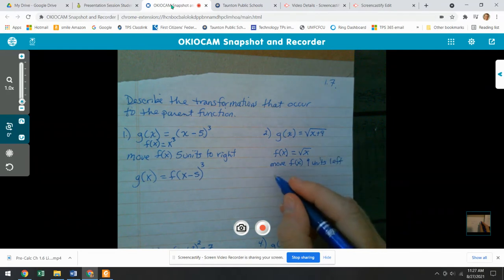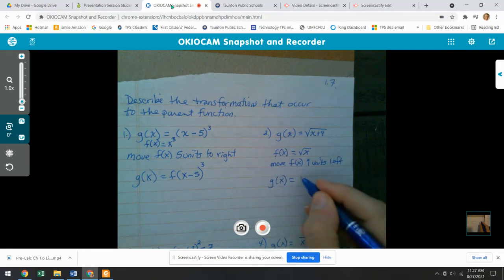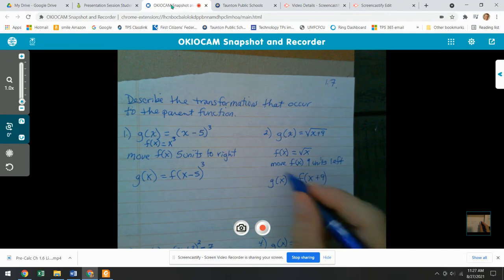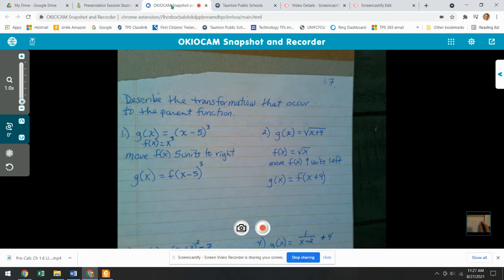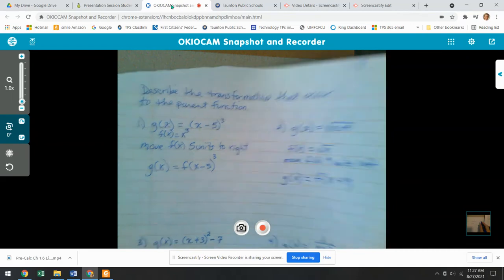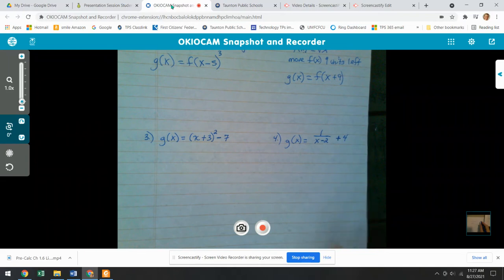Okay, and again, we could express it this way. We could say that g of x is equal to f of x plus 9. Okay, so that's one way to express this equation as the parent function showing those units. Okay, we have two more.